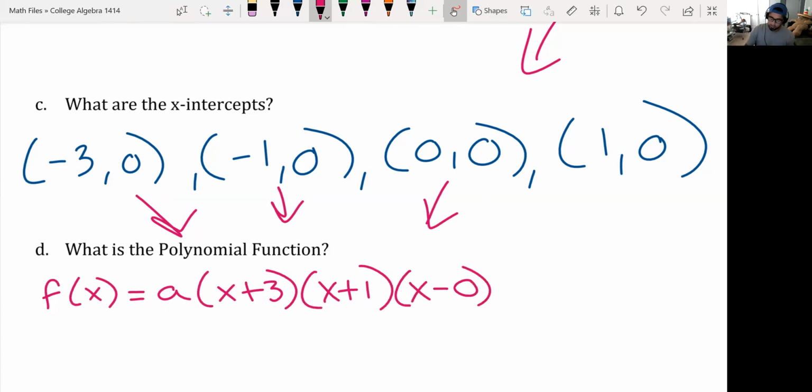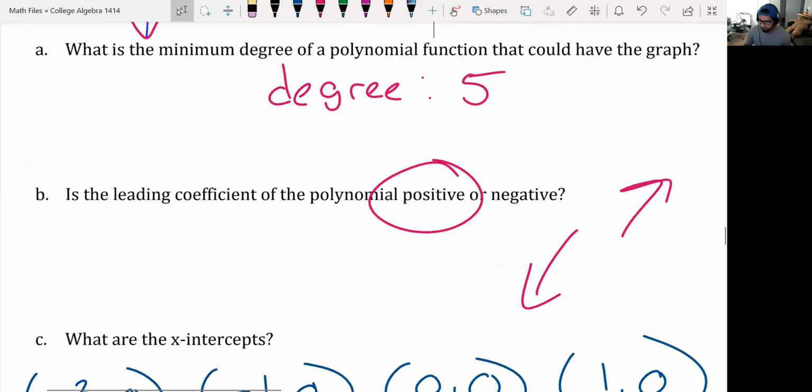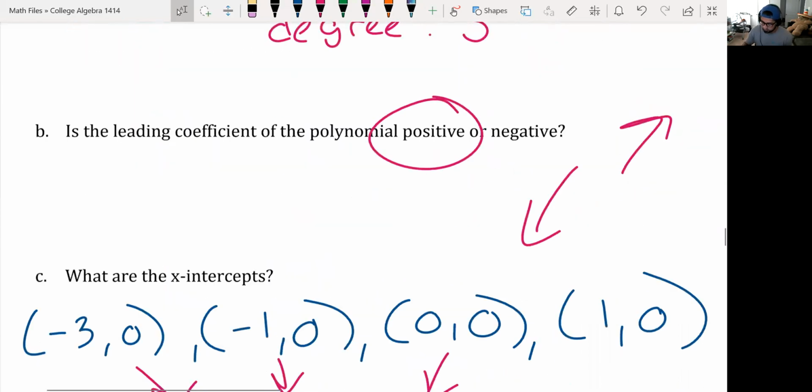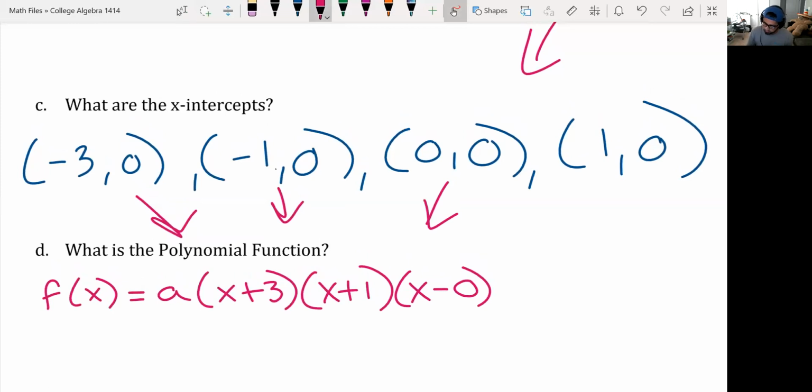But remember, what did the graph do at 0, 0? The graph touched. So this means that the power on x minus 0 has to be a 2. And then x minus 1. Now we said we would have a minimum degree of 5. We'll add them up. 1, 2, 4, 5. All the degrees are there.